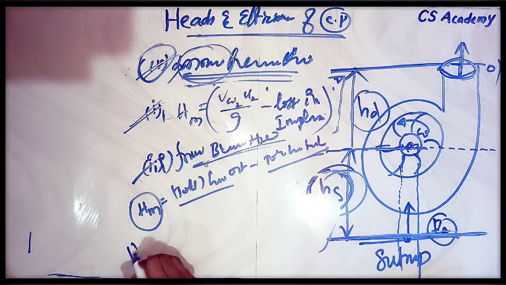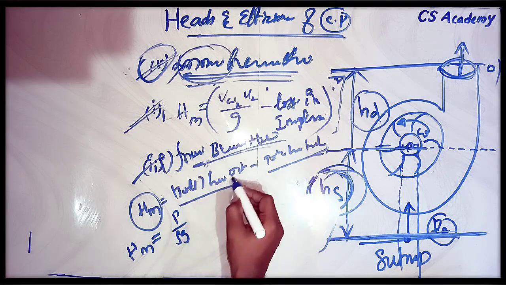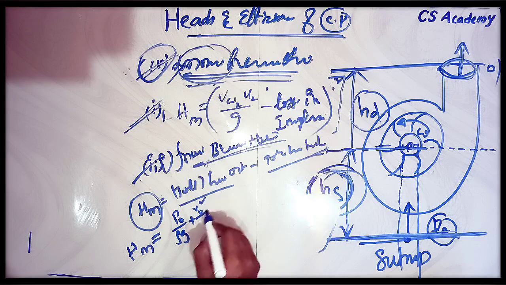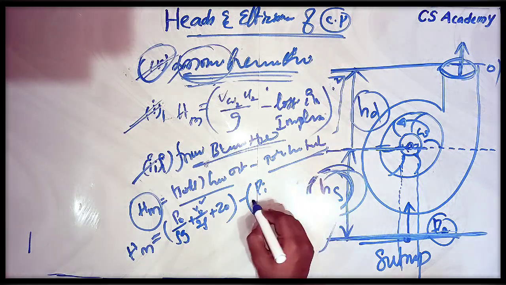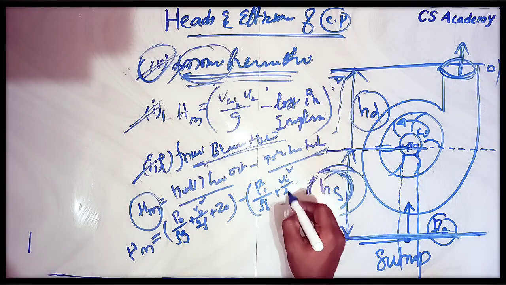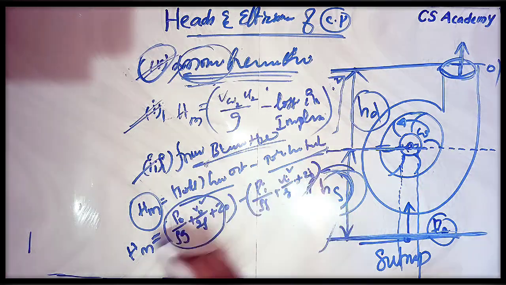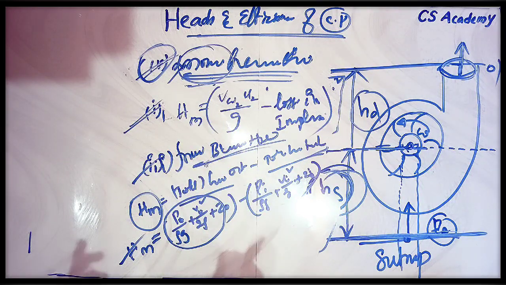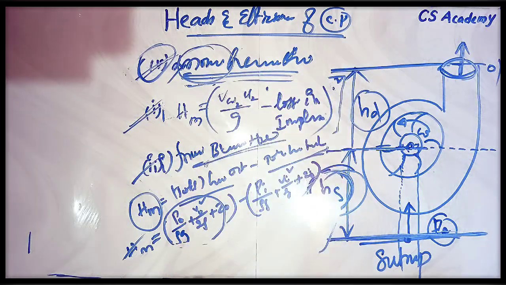Here, how we will calculate: Hm is nothing but, as we know from the Bernoulli theorem, the outlet is Po by rho g plus Vo square by 2g plus Zo, minus the inlet, which is Pi by rho g plus Vi square by 2g plus Zi. The difference between total heads of outlet and inlet is nothing but the manometric head. These are the three ways of calculating the manometric head. Are you okay now? Now, in the next session we will go to the efficiencies. If we understand these total 4 types of heads, we will go to the efficiencies of this centrifugal pump.